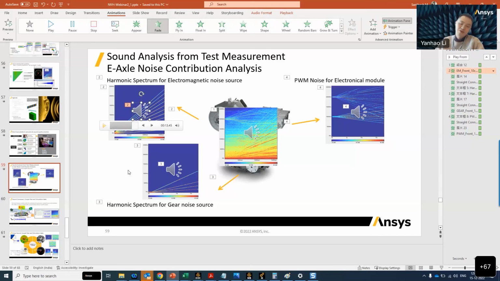Okay, a little bit noisy, because it's only the harmonics from the electric motor.